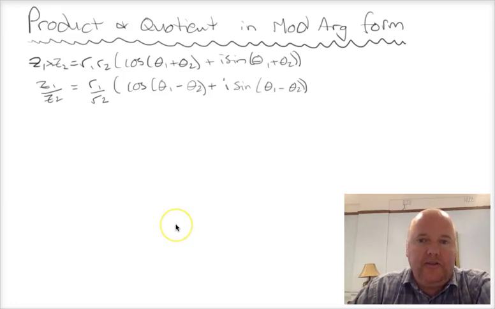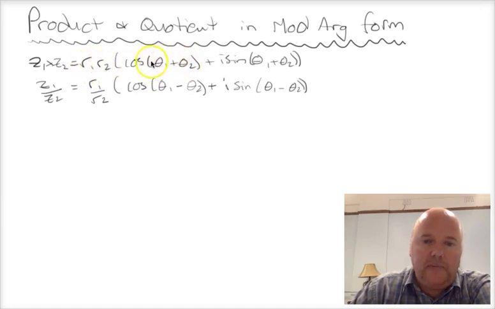Hi, today I'm going to show you how to use the product and quotient rules for multiplying complex numbers when they're written in mod arg form. So here's what it looks like. If you multiply two complex numbers, remember it's in mod arg form or cis form, what you do is you multiply their moduluses and you add their arguments, making sure you split up your cos and your sine still.